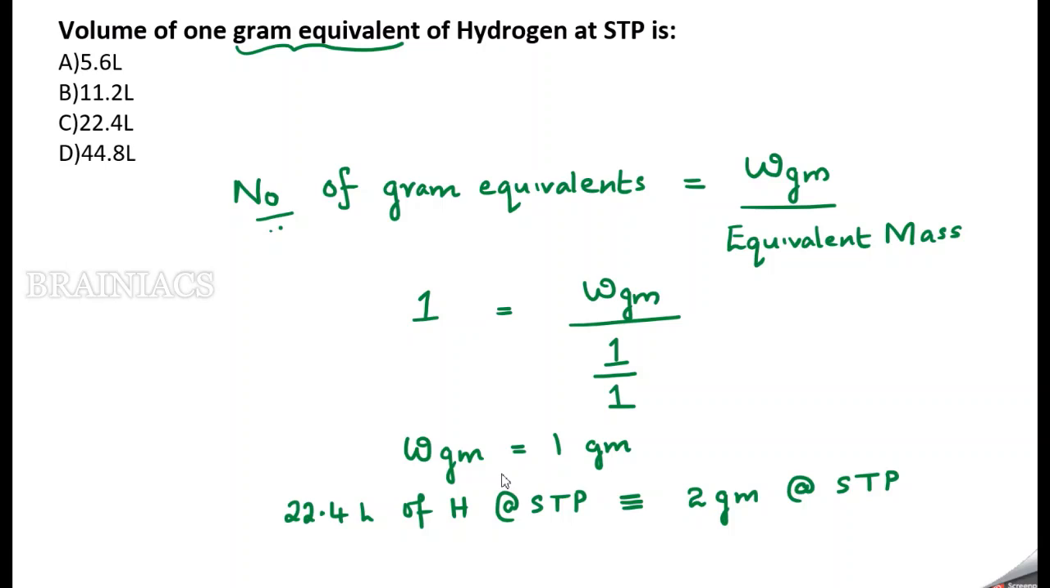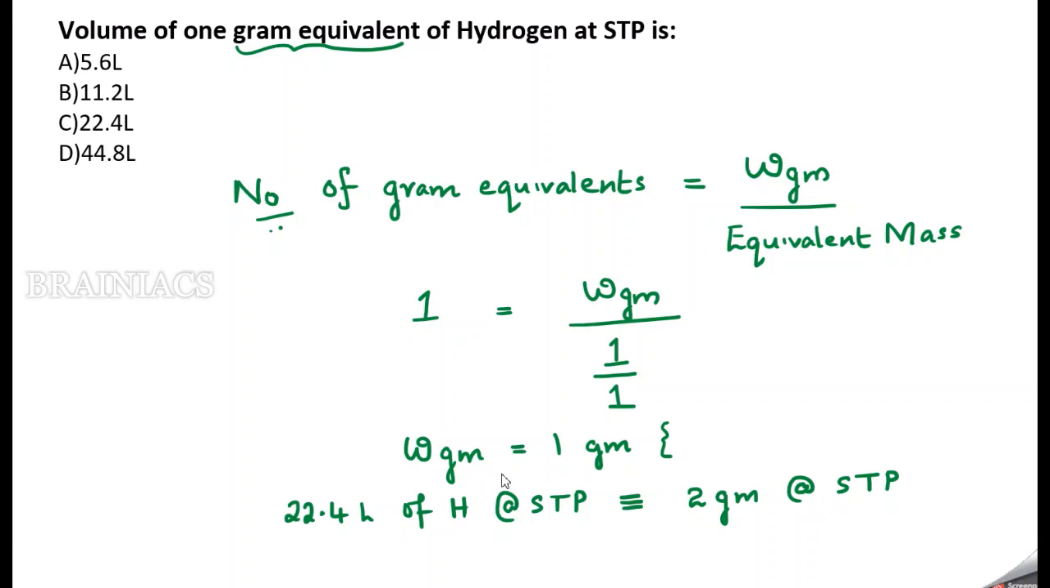Now we know that 2 gram will occupy a volume of 22.4 liter, but in the question they are asking you regarding the volume occupied by 1 gram. Why am I saying 1 gram? Because weight in gram we have calculated as 1 gram, and this 1 gram is equivalent to 1 gram equivalent. Correct. Because here we have substituted 1 gram equivalent, and corresponding to that I have calculated the weight in gram.